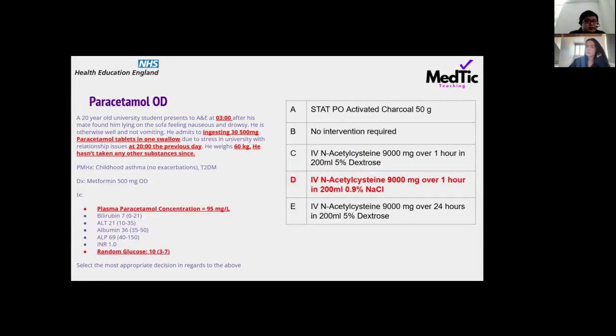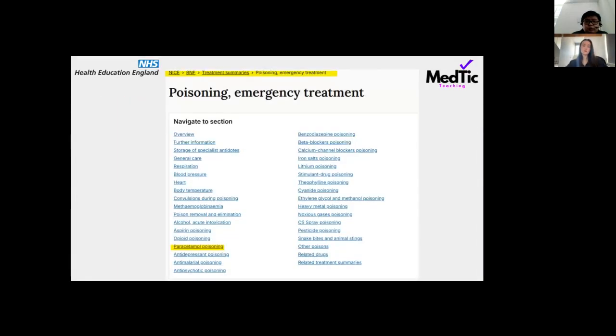So when we look at the investigations that they've given us, they've given us quite a range of things, but the most important things that strike us is the paracetamol concentration, because we're dealing with a paracetamol overdose, and an abnormal result of random glucose at 10, which is a bit high. So you would want to go into the poisoning section of the BNF or your medicines complete. It will contain all your emergency treatment needed for any overdose of any substance that's listed on there. Then you just need to go down to the paracetamol poisoning section.